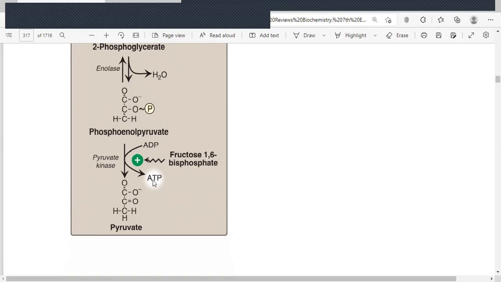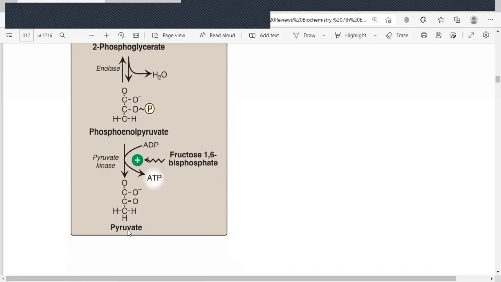So in the gain phase, we will generate two pairs of ATP, four ATPs. But in the investment, we use two. So the net is 4 minus 2. Two ATPs are gained from glycolysis. The reaction is catalyzed by pyruvate kinase to give you pyruvate. Up to here, aerobic glycolysis is done. Pyruvate will enter the mitochondria.